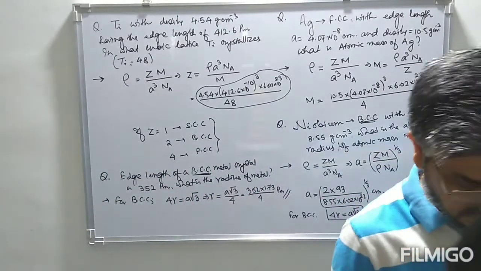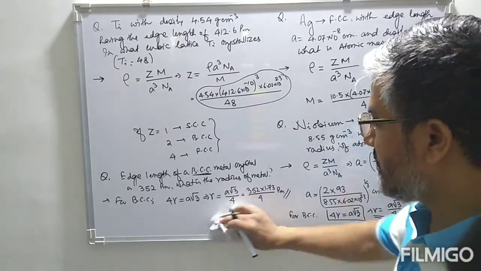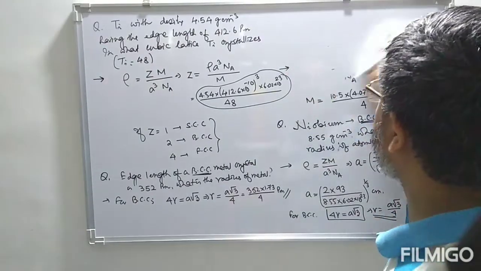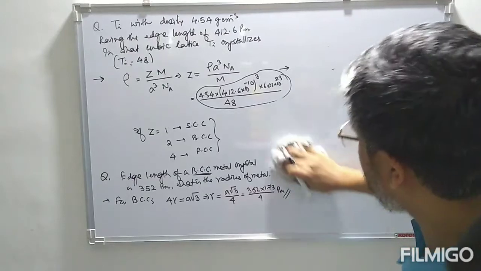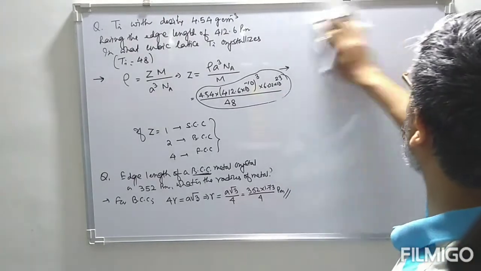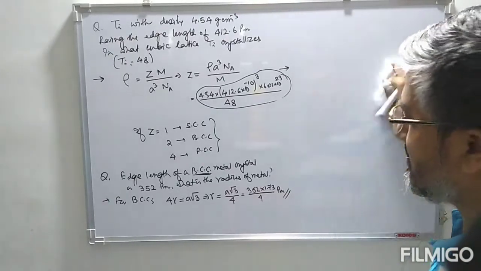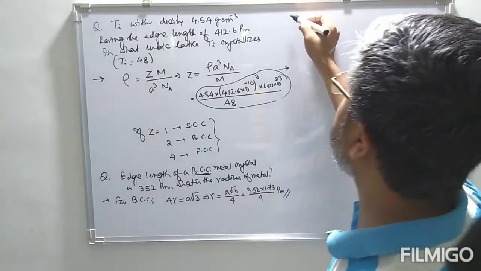So this is how we find the radius from edge length, provided the type of crystal is mentioned. For BCC, 4 times radius is equal to body diagonal. For FCC, 4 times the radius is equal to face diagonal.